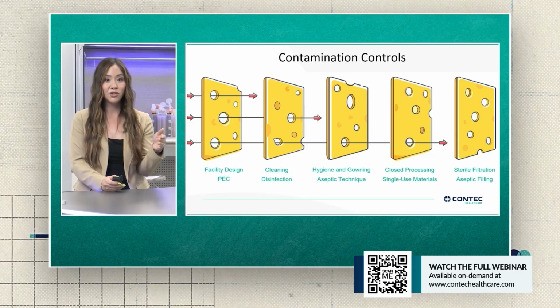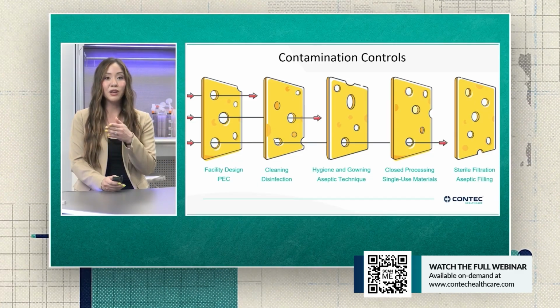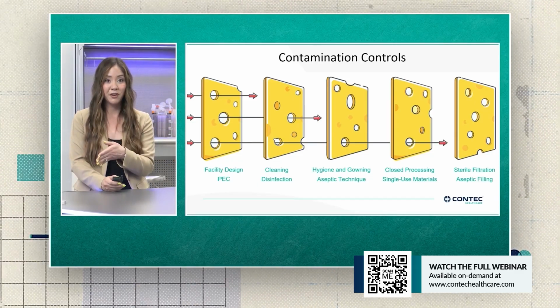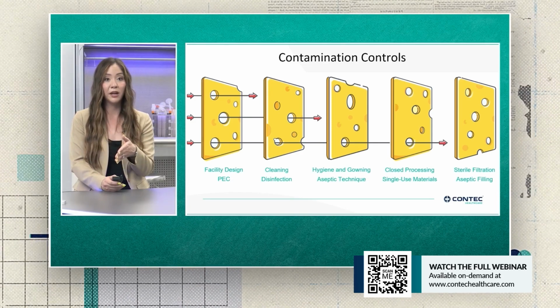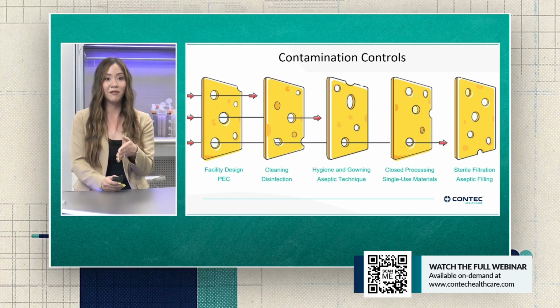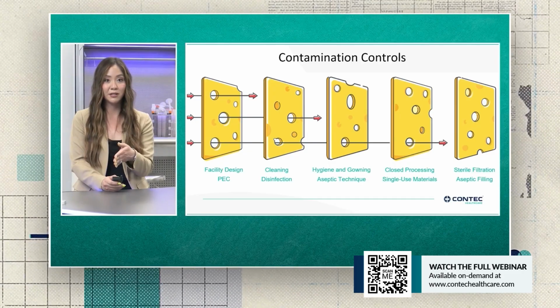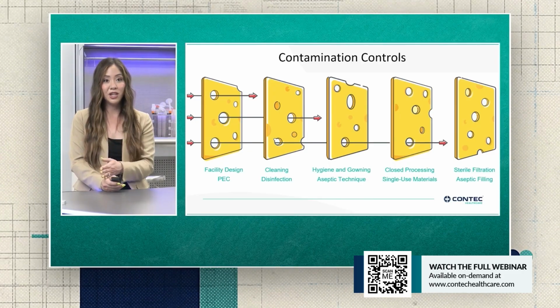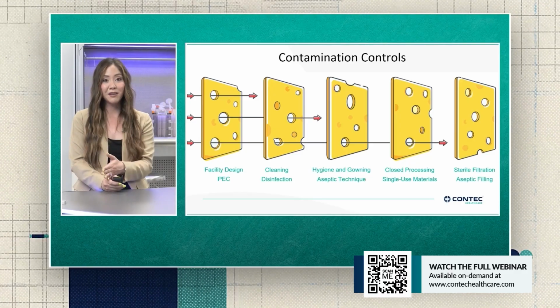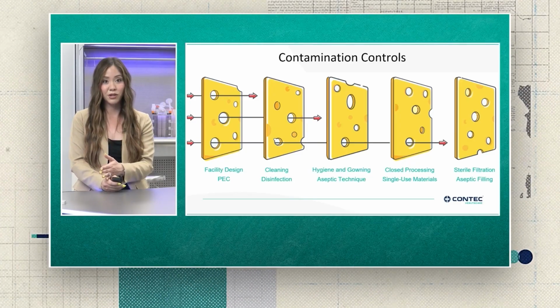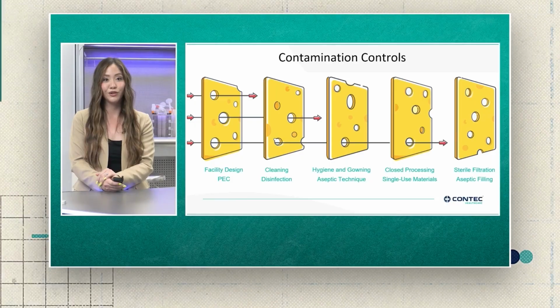There are redundant controls in place so that if one control fails, you've got others either in front of or behind that are helping ultimately to keep a safe and non-contaminated product. Because at the end of the day, with these cell therapy products, there's a patient on the other end. So the manufacturing and the contamination controls that are in place are absolutely critical.